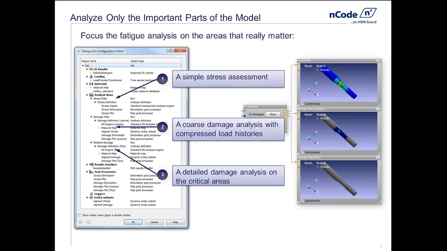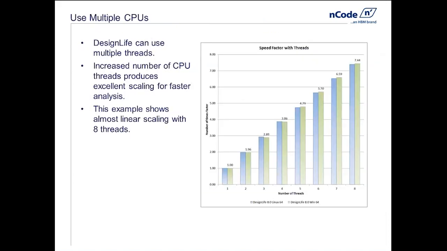So this is one way we can focus on the areas of interest, reduce the number of hardcore fatigue calculations we have to do. Secondly, we can look at using multiple CPUs, multiple threads. DesignLife has been optimized to work with threads. You can see in this plot here, this is how much faster did the calculation run on the vertical axis versus the number of threads that were used. And we're at a point now where we get pretty reasonable scaling, quite linear scaling with increased number of threads.